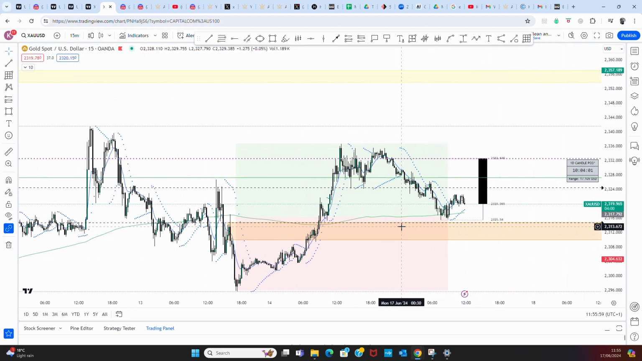Again, I use ICT concepts. Since I started using this, at least I'm seeing stuff. Before it was just quite random and I lost a lot of money. But if you use ICT's concepts well, it's quite a game changer. In line with the 1 hour.